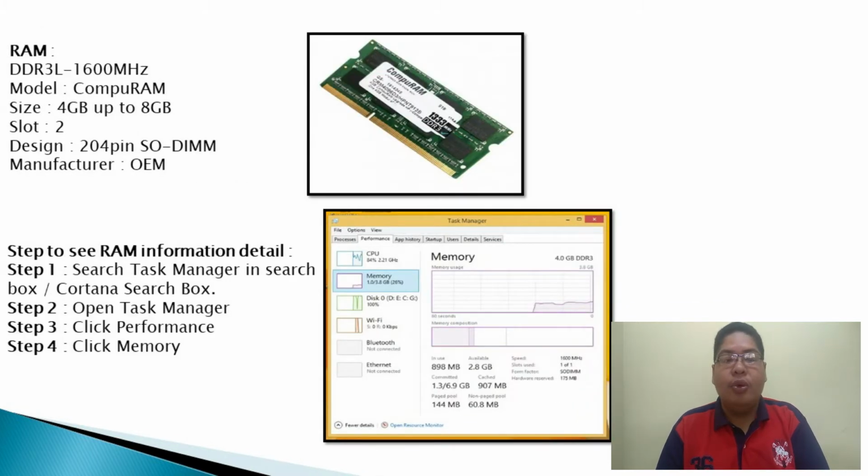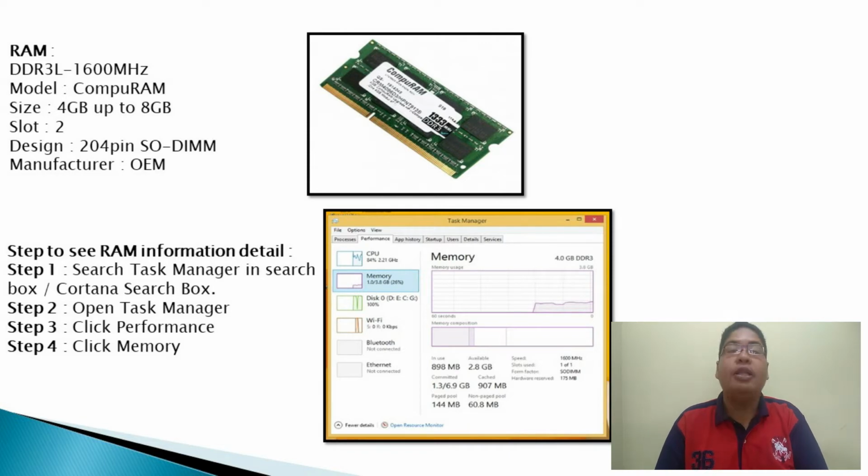Next, RAM. We have DDR3L 1600 MHz. The model is Compute RAM. The size is 4 GB and can increase until 8 GB. We have 2 slots for RAM and the design is 204 pin SODIMM. The manufacturer is OEM. To see the RAM information detail, you search Task Manager in the search box.